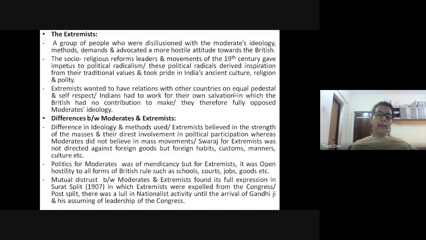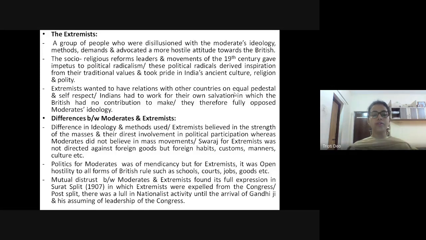Now, on the other hand, there was another group within the Indian National Congress, jinki ideology aur way of working different thi. A group of people who were disillusioned with the moderates' ideologies and methods, their demands, and advocated a more hostile attitude towards the British. Extremists ka ye manna tha ki normal baatcheet Britishers se, usse kaam nahi chalega. There has to be more aggressive protest towards the British rule. Right? So the extremists advocated a more hostile attitude towards the British.